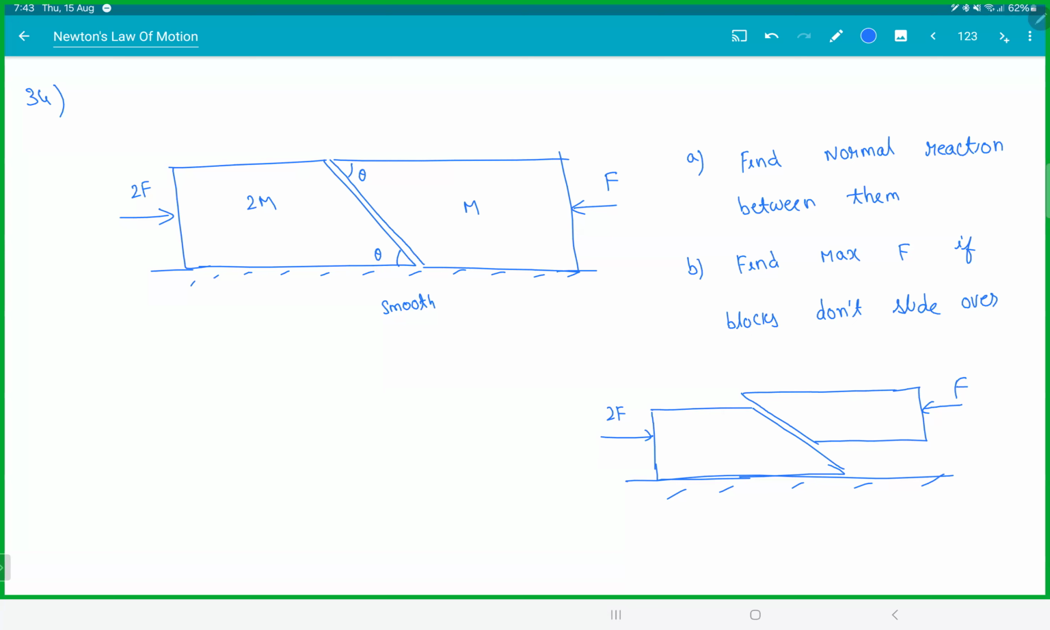So what is the maximum force you can apply so that this doesn't happen? This is what you mean by sliding over. Because it's a wedge, this will start climbing on top of it. Is the question clear, everyone?